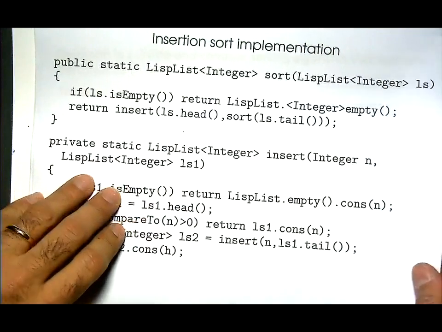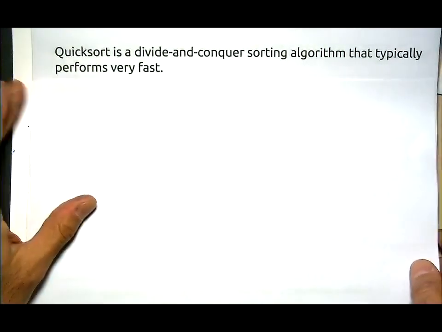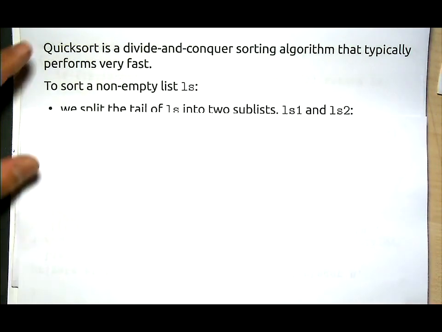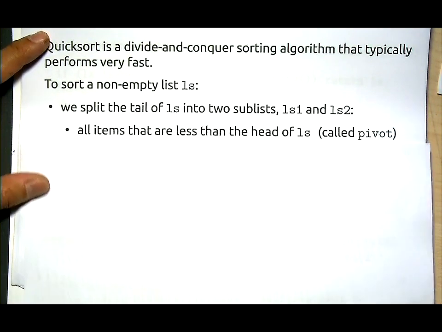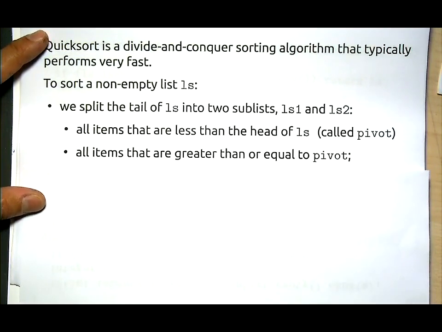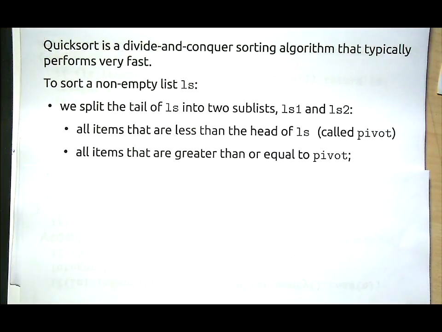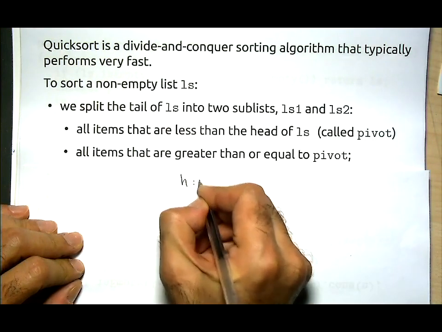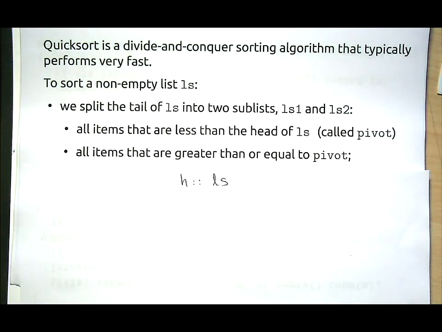And then another sorting algorithm is quicksort. Quicksort is a very fast algorithm for sorting. It's again a divide and conquer algorithm. Well, it's the first one we see. So what happens if we have a non-empty list? If you have an empty list, it's very easy to sort it, just the empty list. If it's not empty, the list is going to be h followed by the tail.